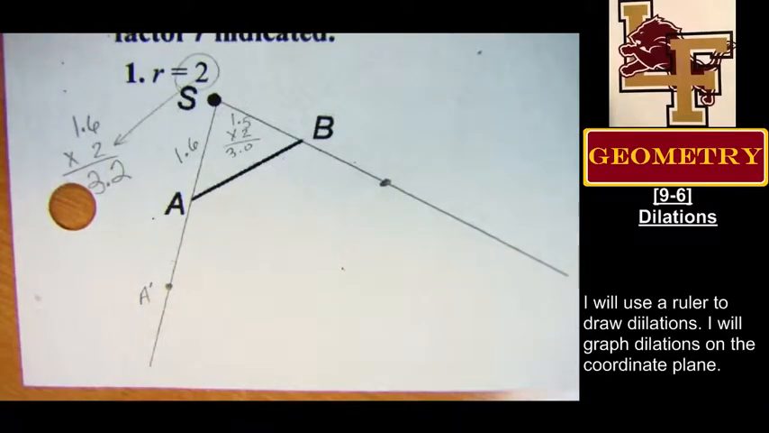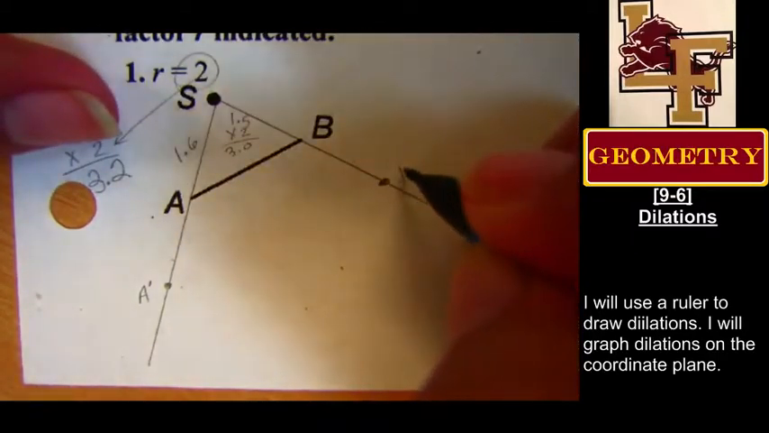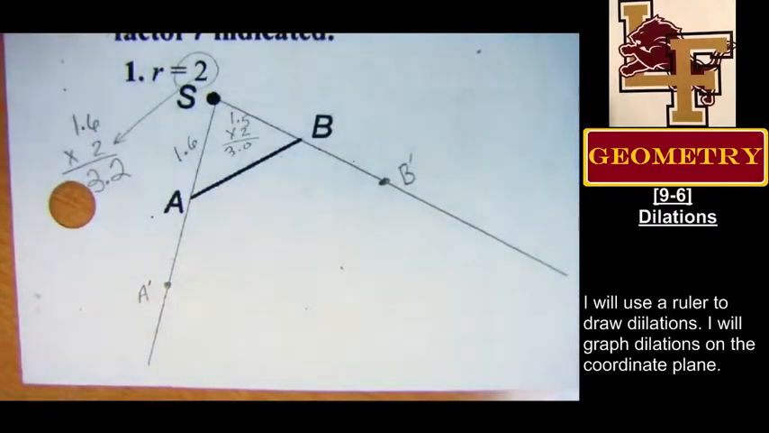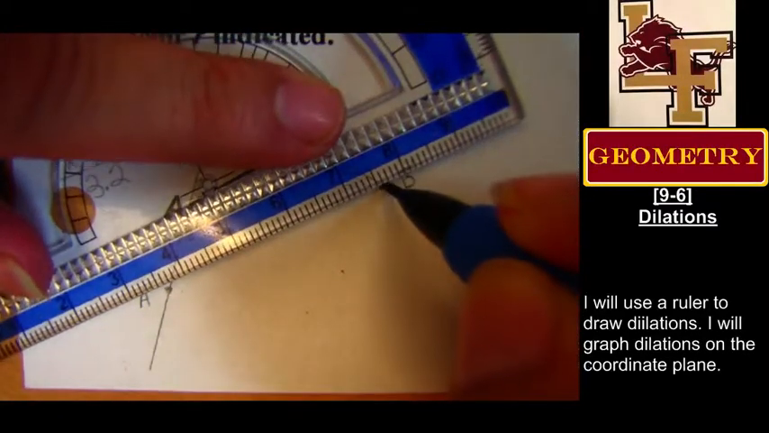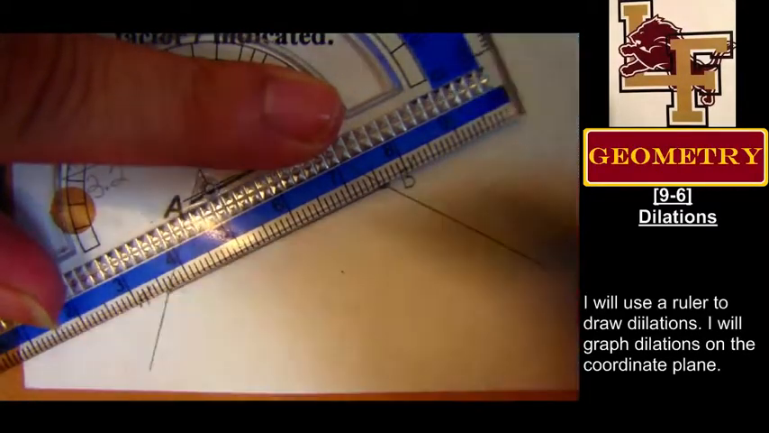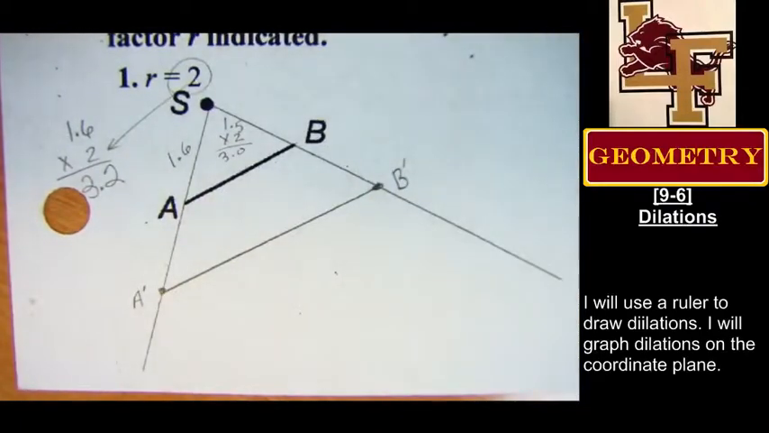Just as long as I see that you've measured the first one, I see that you've done your calculations, and that you've marked your second point. Label that as letter prime, and then connect your points. We're done. You should have something that looks like this.